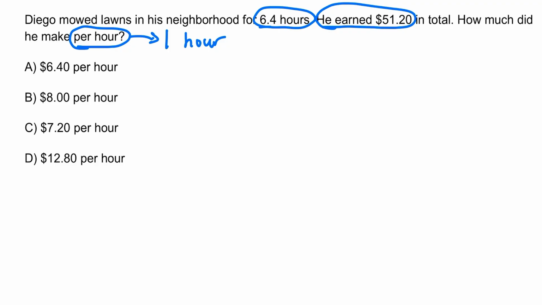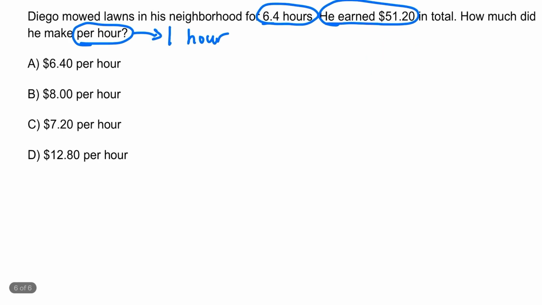So basically what's happening is if we have this much money earned in 6.4 hours, what's happening here? We're not putting them together, so it's not addition. We're not taking anything away, so it's not subtraction. We're not doing the same thing and adding it up repeatedly, so it's not multiplication. That can't be it. So it's going to have to be division. So we have to find out how much was earned in every 1 hour. So we're going to take the $51.20, and we're going to divide it by how much time he mowed lawns for, which was 6.4 hours.